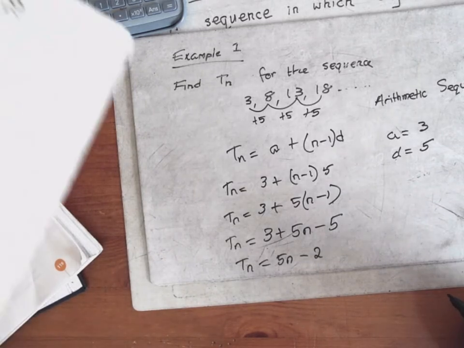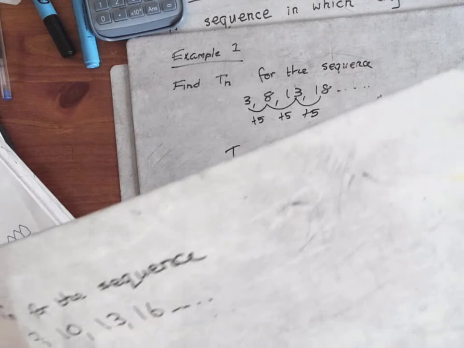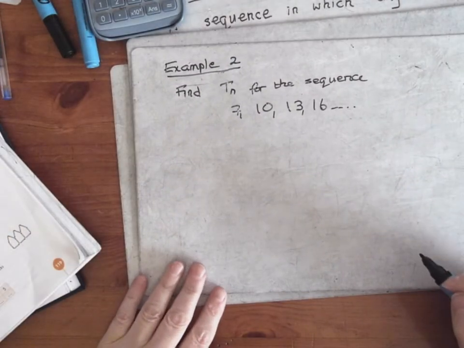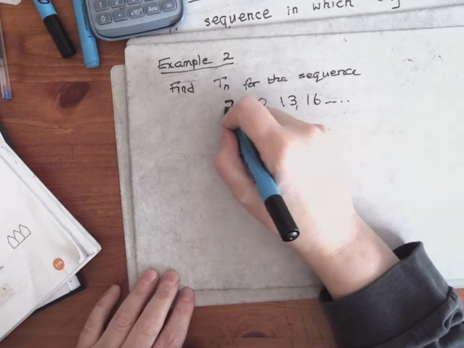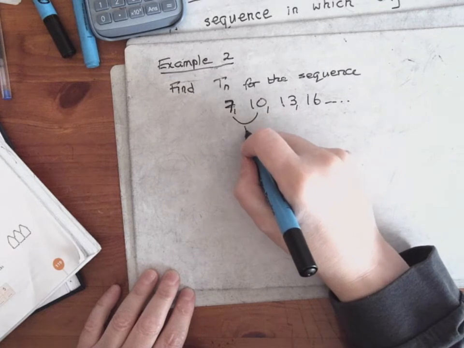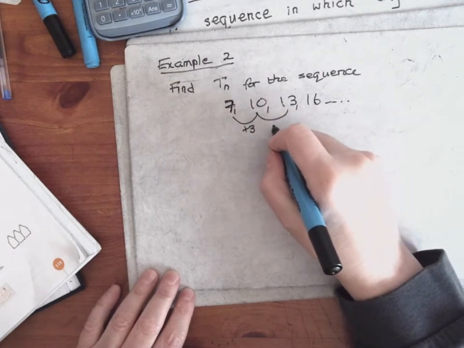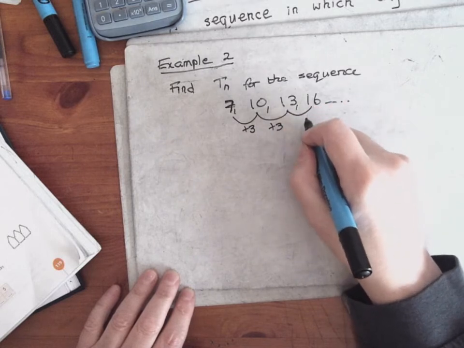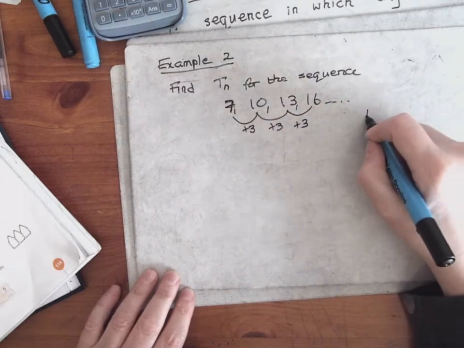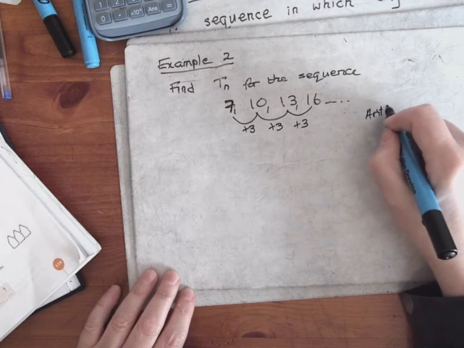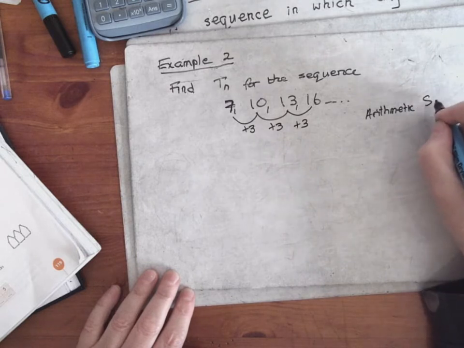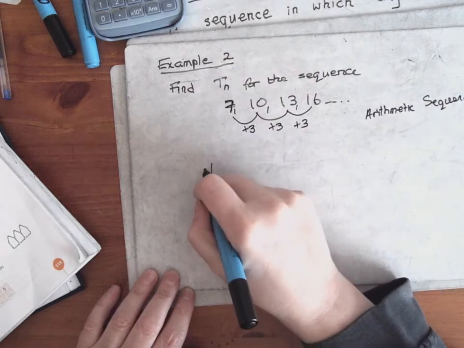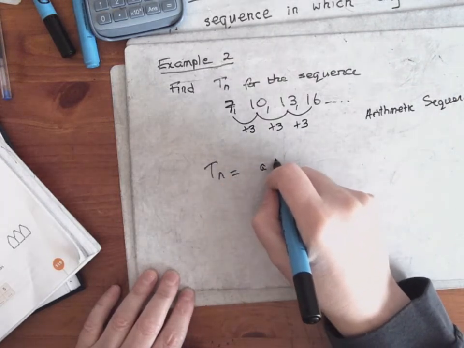Ready? Example 2. Find Tn for this sequence. So again, that's a 7, sorry. So you go from 7 to 10, that adds 3. 10 to 13, we're adding 3. 13 to 16, we're adding 3. So it's definitely an arithmetic sequence because I'm adding the same term each time. And if it's an arithmetic sequence, that means that I can use my formula to get Tn. So my formula is a plus n minus 1 times d.